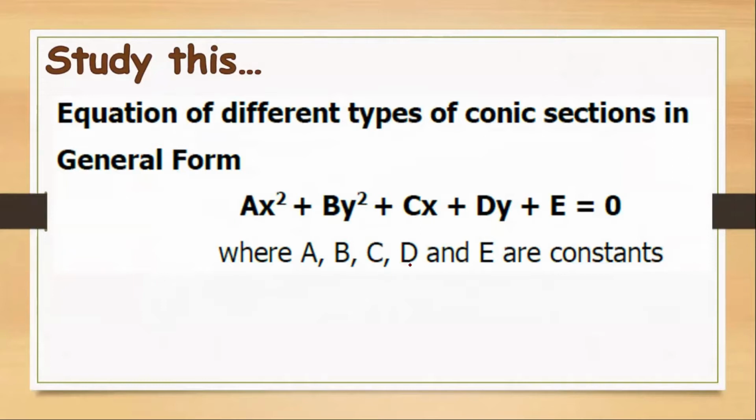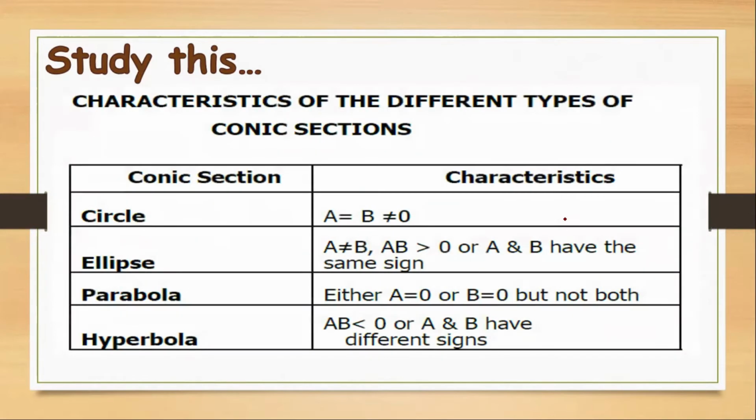But later on, you will identify what is the difference between the equations of different types of conic sections. So just take note of the values of A, B, C, D, and E. Okay? For the characteristics, for our circle, our A is always equal to B. Take note that those are the partners of your x squared and y squared. The coefficients of x squared and y squared are always equal, and also those are not equal to 0.